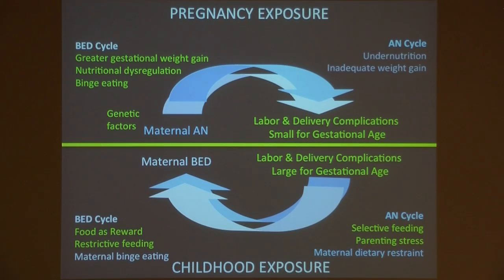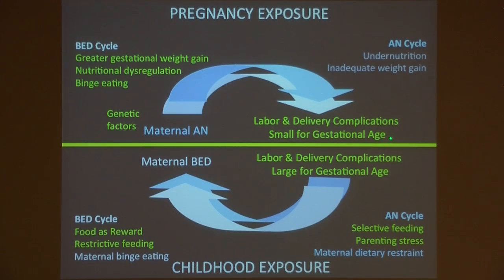When we look at the BED cycle, yep, we saw it. We saw greater gestational weight gain. We definitely saw nutritional dysregulation and binge eating during pregnancy in these women. When we come around to the anorexia cycle, in this sample, we did not see undernutrition and inadequate weight gain. In fact, we saw the opposite. We saw rapid and high weight gain in women with anorexia nervosa, different from what we see in clinic samples. We did not see small for gestational age babies in anorexia in MoBa, but we do in the clinic. And in MoBa, we did see babies that are large for gestational age in offspring of women with binge eating disorder.